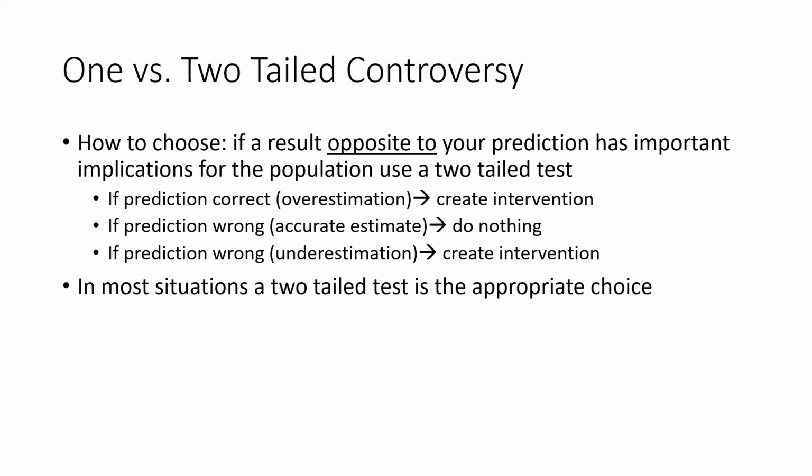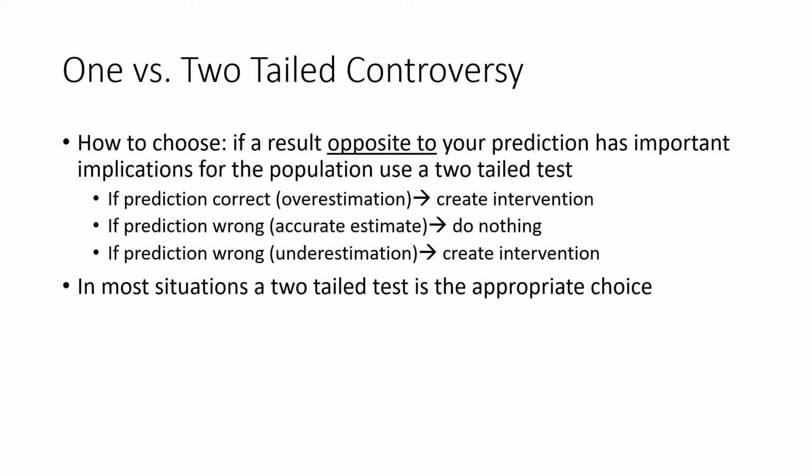Some researchers make the decision based on whether or not they're making a prediction. Some statisticians are saying that that's the wrong way to make the choice. Rather than whether or not you're making a prediction, one direction or the other, the better way of making the choice is what you would do if you found something opposite to your predicted result. So here's an example using the overestimation study that we're looking at right now.